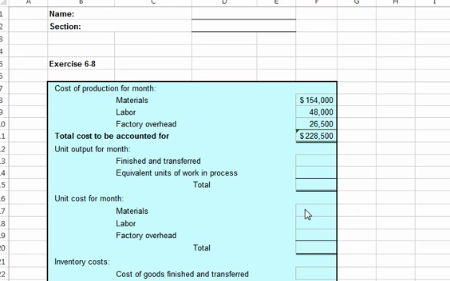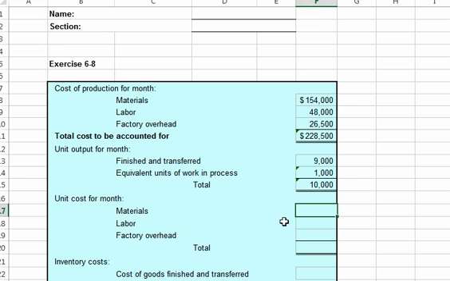All right, next we want the unit output for the month. Units finished and transferred during the month: 9,000 finished and transferred to the stockroom. Equivalent units of work in process: at the end of the month in work in process, we had 2,000 units, but they were all half complete, so we'll multiply times 0.5. So we have 1,000 equivalent units in work in process. We'll sum those two, get a total of 10,000 units. That's our unit output for the month.